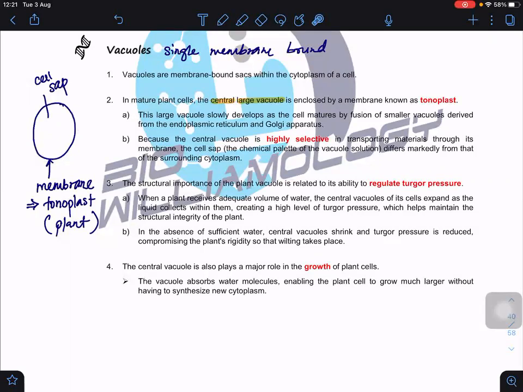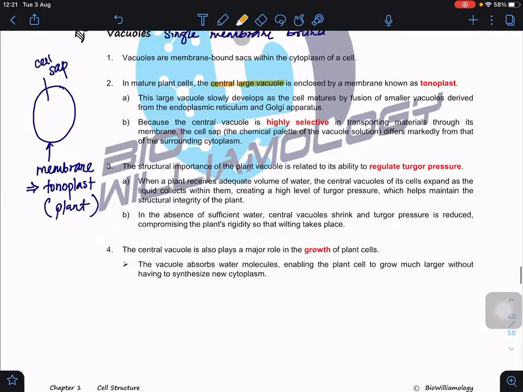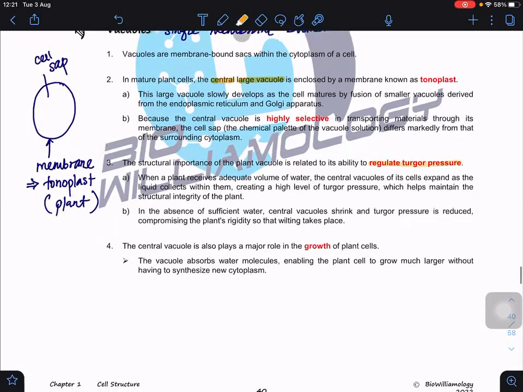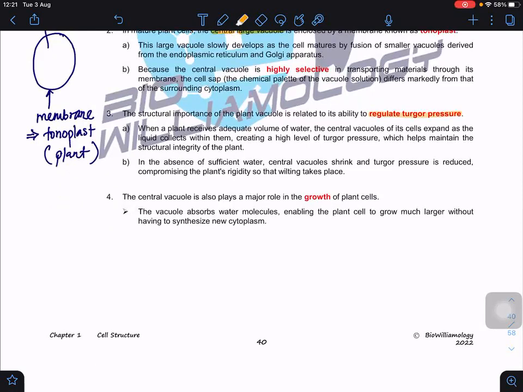Selectively permeable. So what is the function of the vacuole in plants? Basically, they regulate the turgor pressure, which means making sure that the plant cell is turgid. The central vacuole also plays a very important role in the growth of the plant cell.